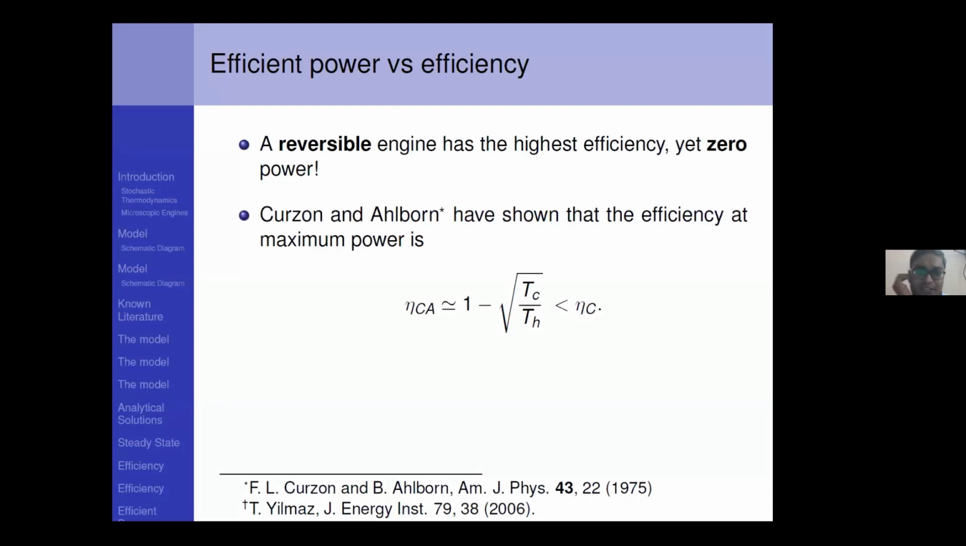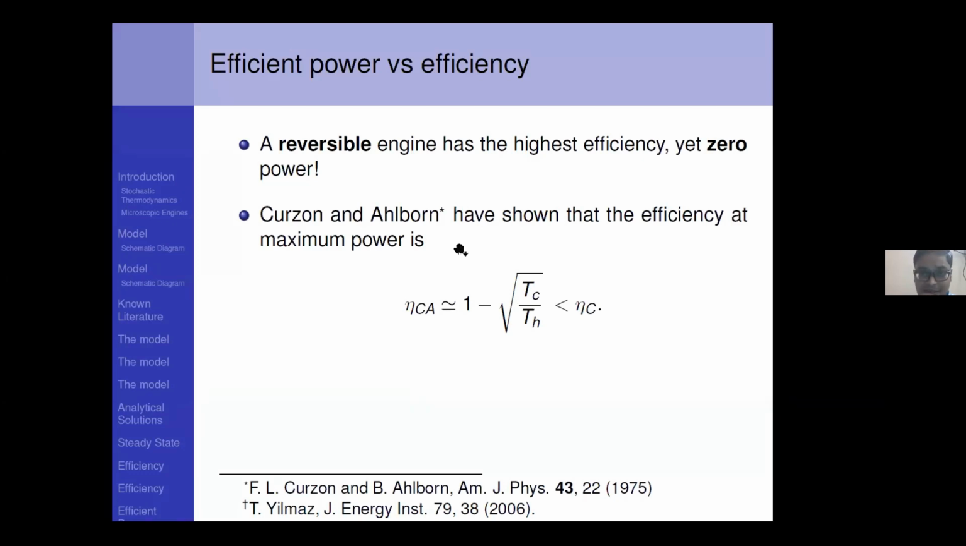Carson and Albon showed that if, instead of efficiency, we maximize the power, what happens? If I maximize power, the efficiency is not given by the Carnot efficiency, but by the Carson-Albon efficiency, 1 minus root over Tc by Th, which is less than the Carnot efficiency, but the plus point is that it has a maximum power.